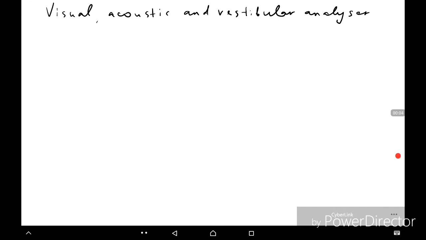We will speak about the visual analyzer first. In the peripheral part of this analyzer, receptors are located in the eye. We'll draw an eye. So we have the cornea, we have the lens, and we have the vitreous body that are transparent to light.